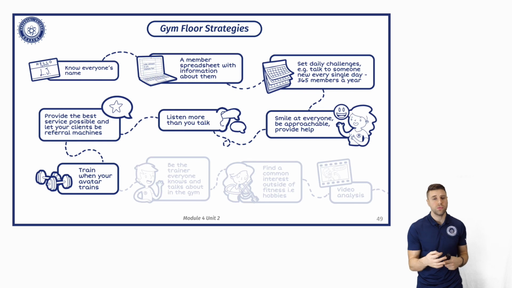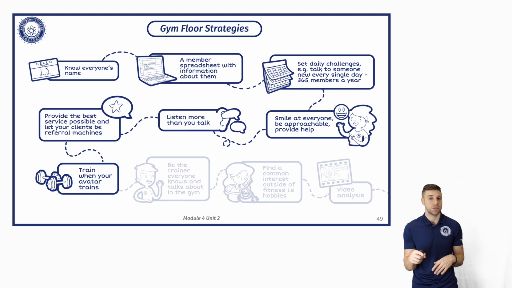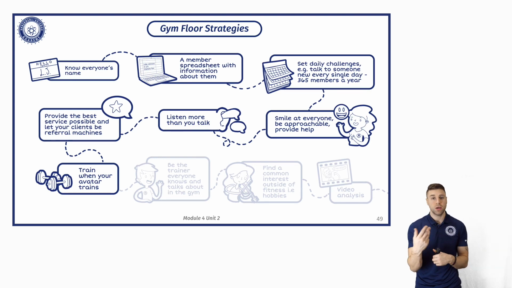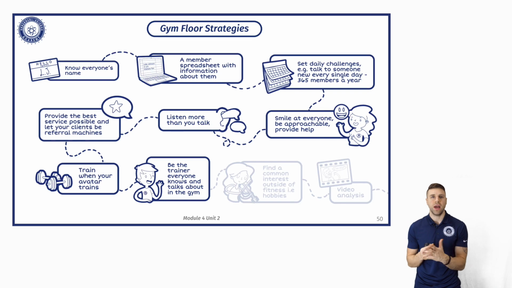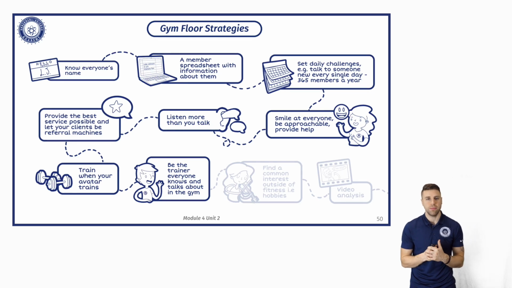Be seen on the gym floor. Again, perform, let people know of you. And then what you do is, in the meantime, you know what types of people are there at that time on a consistent basis. Then you can approach them and start building relationships with them. So be the trainer everyone knows and talks about in the gym.